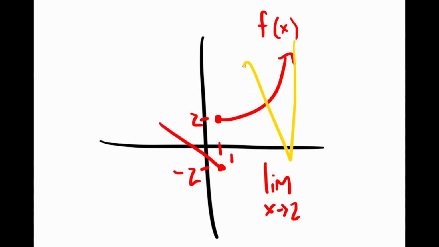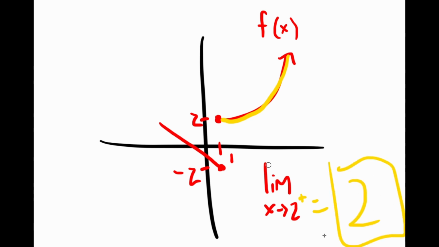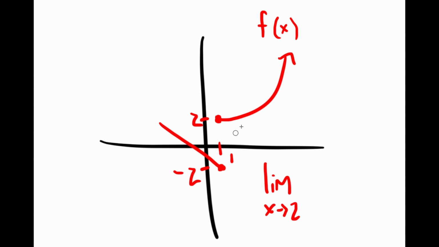And same logic goes for the right side. As we're encapsulating from the right side, we follow this line into 2. So we would say the limit as x approaches 2 from the right side, or have a positive right here, is going to be equal to positive 2. So for functions like this, where it's not continuous all the way through, as we can see at x equals 1, it's two different points, a one-sided limit is very important to use.